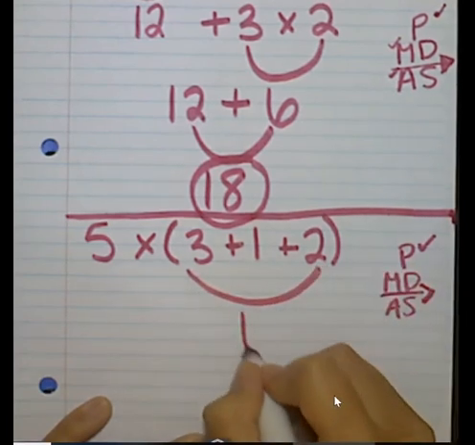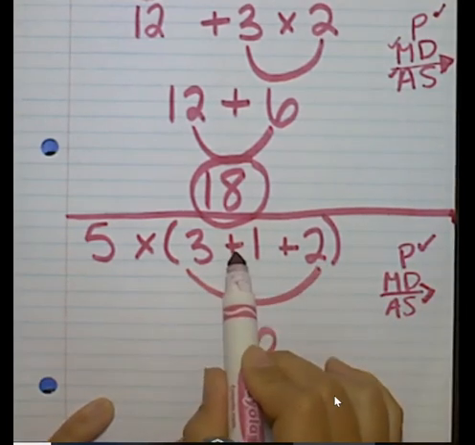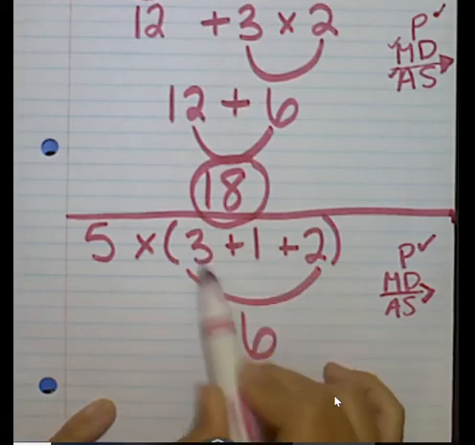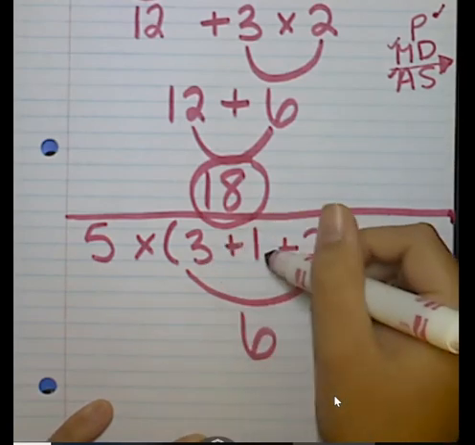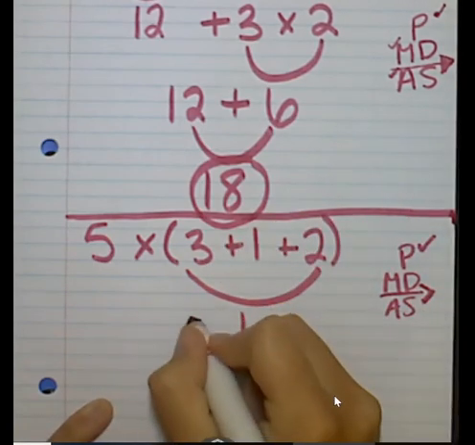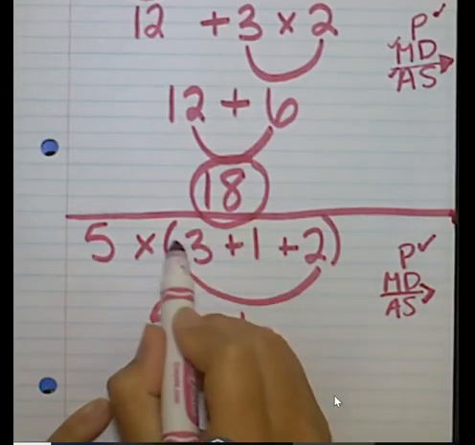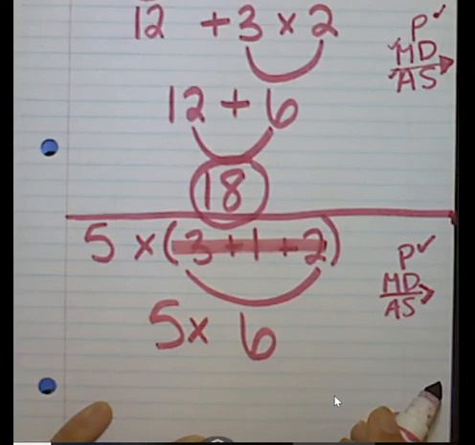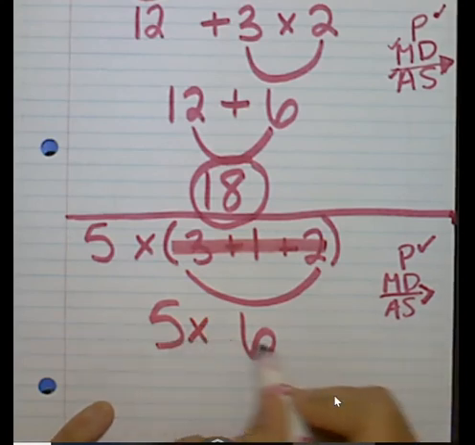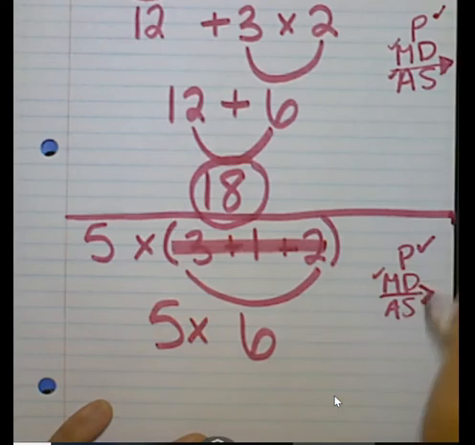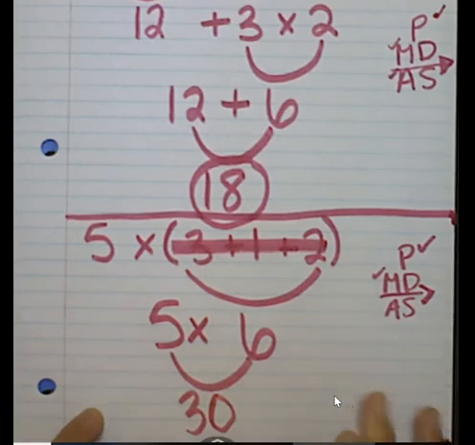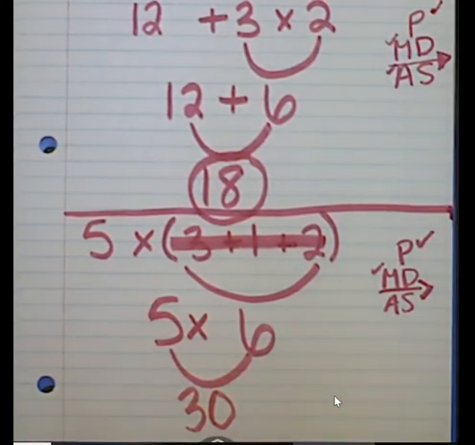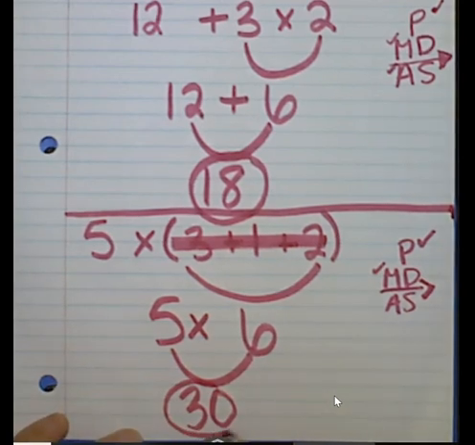So thankfully we have only addition, so we don't have to worry about what order it goes in. We can add however way we wanted to. So 3 plus 1 is 4, plus 2 is 6. And I always remember to bring everything else down, cross out when I'm done. Now I have 5 times 6. That's the only thing left. So I'm going to solve, and that gives me 30. 5 times 6 is 30, and we are done.